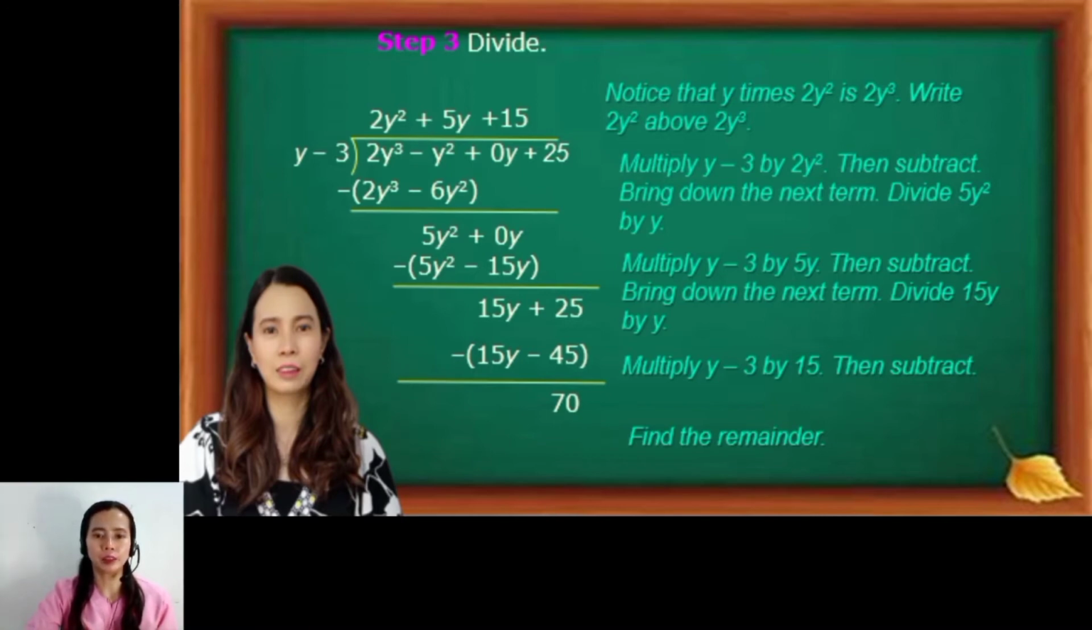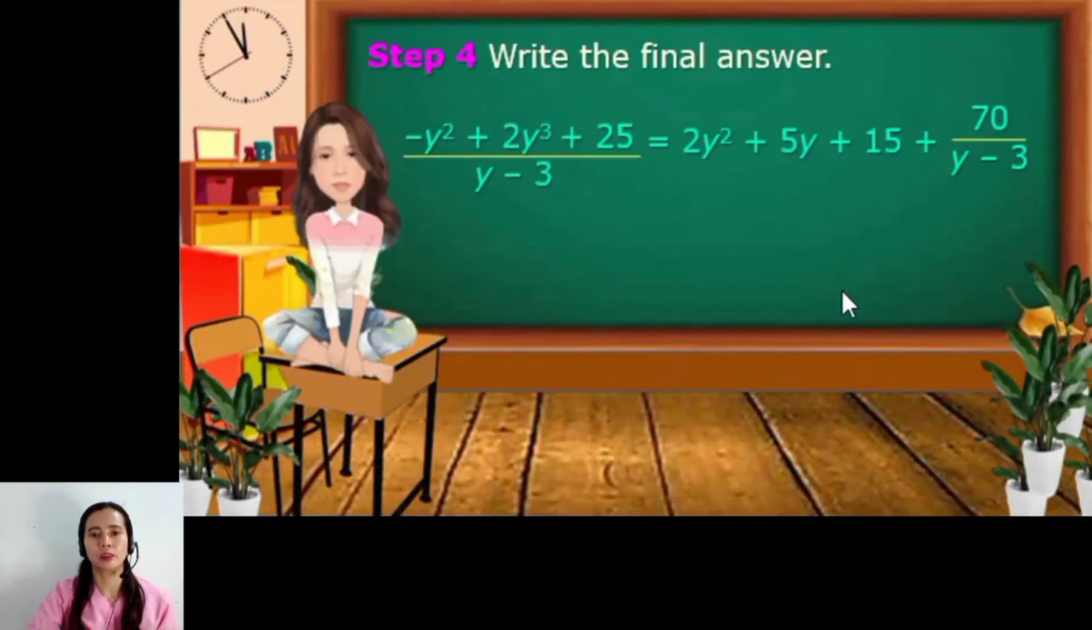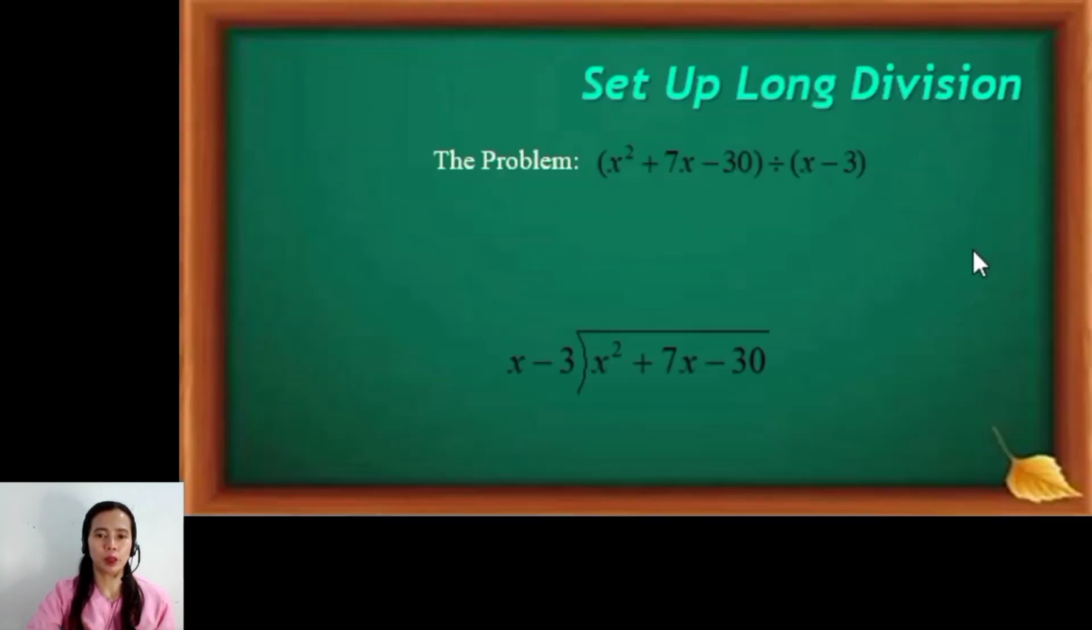So, the final answer. Find the remainder. The remainder is 70. Then, write the final answer. So, we have 2y squared plus 5y plus 15 plus 70 over y minus 3. As you can see, the remainder is 70. On its denominator, you must write the divisor, y minus 3. So, this is the final answer: 2y squared plus 5y plus 15 plus 70 over y minus 3.